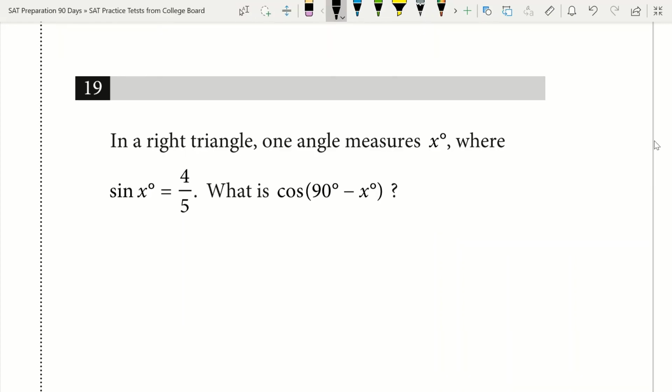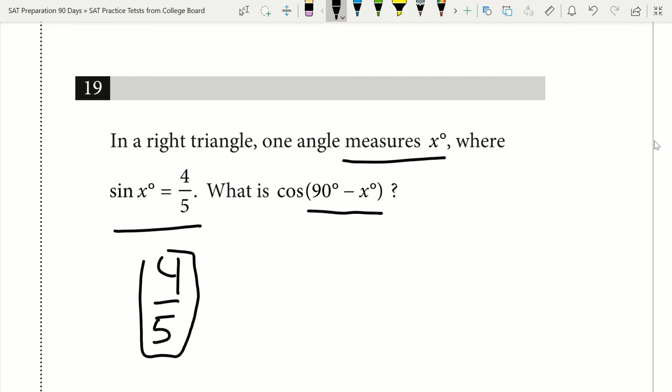Here's an SAT math trick you can use to save time. In a right triangle, one angle measures x, where sine of x equals 4/5. What is the cosine of 90 minus x? Well, the answer is also going to be 4/5. So how did I answer that in less than a second? Anytime I'm told that the sine of angle x is 4/5, and then I'm told that the cosine of angle 90 minus x is equal to something, it has to be the same. The sine of angle x must equal the cosine of angle 90 minus x.